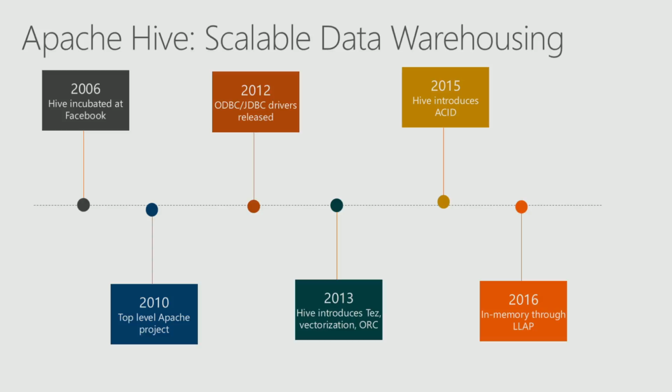So you can see over the last 10 years, there's been a lot of innovation. In 2006, after it was incubated at Facebook, in 2010, it was made an Apache project, which made a lot more innovation start happening. In 2012, we had ODBC, JDBC drivers. In 2013, we introduced Tez, vectorization, ORC.